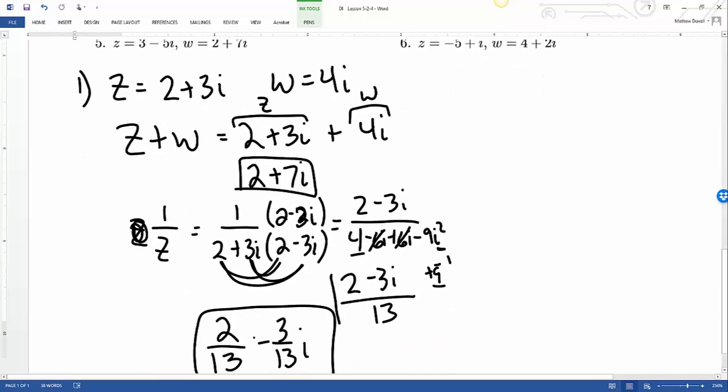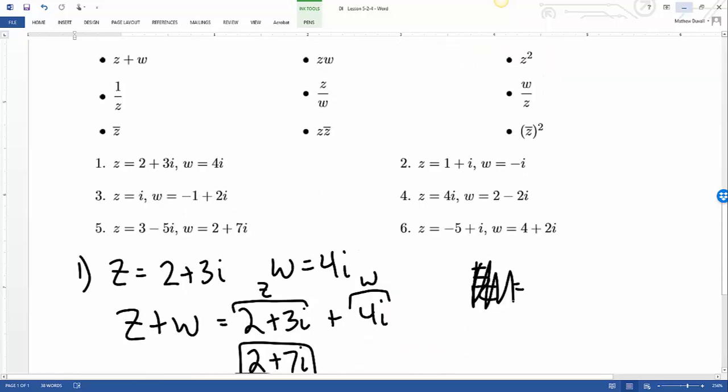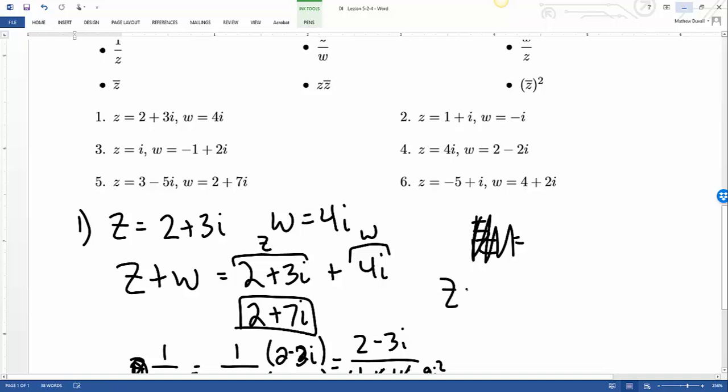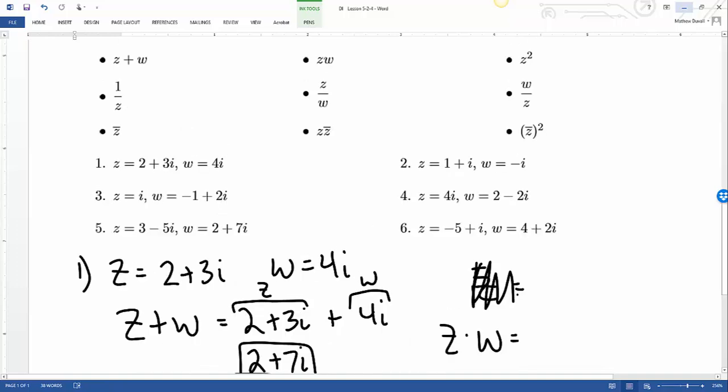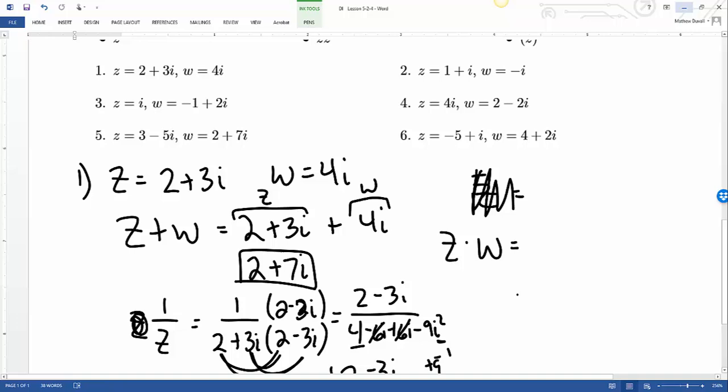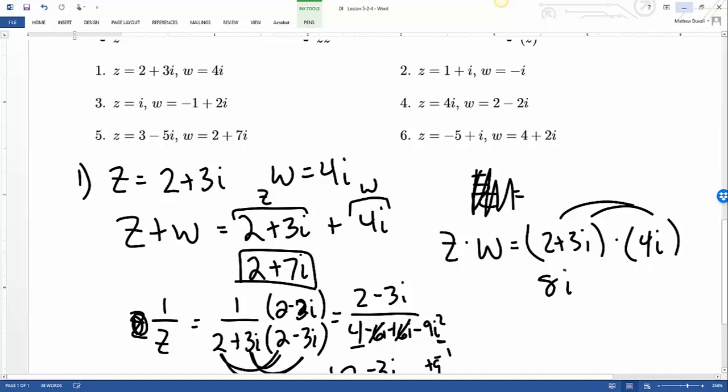The next one is z bar. So then z times w. So z times w. So distribute, that's 8i, and then 4, 3, so that's 12, so plus 12i squared. i squared is negative 1, so that's negative 12 plus 8i.